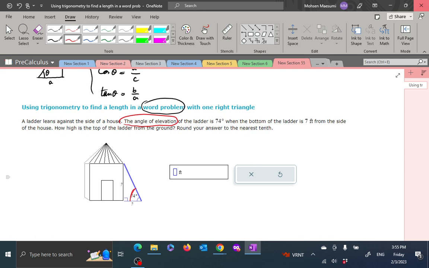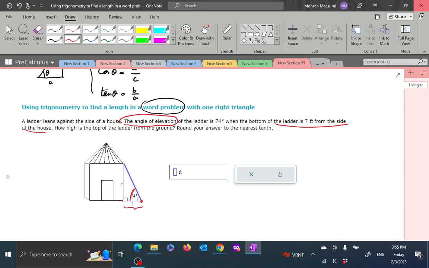The bottom of the ladder is 7 feet from the side of the house. So this is the bottom of the ladder and this is the side of the house. Now these problems tend to be very forgiving because they draw the picture for you.